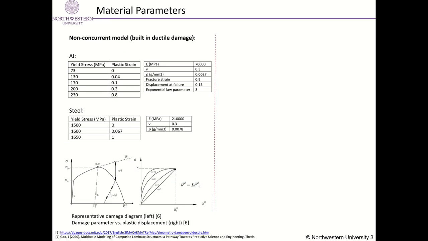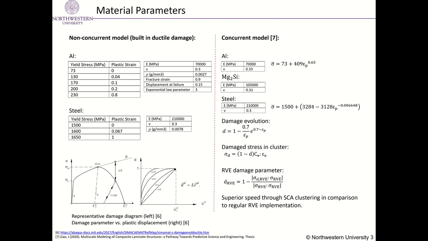Material parameters for the aluminum plates and steel rivet are given. The non-concurrent model uses the built-in ductile damage model provided by ABAQUS. Here, the plastic displacement at failure and evolution function must be defined. Our concurrent model bases damage on the effective plastic strain. Once the RVE damage parameter surpasses the threshold, the element will fail.